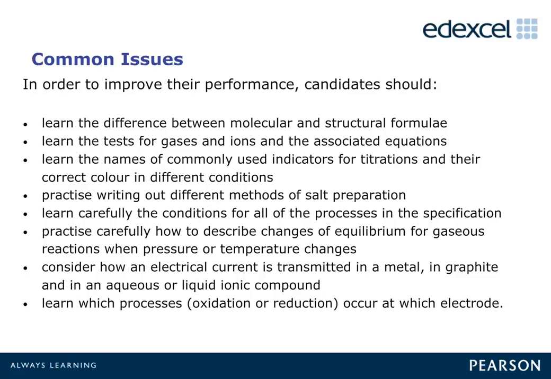Learn carefully the conditions for all of the processes in the specification. Practice carefully how to describe changes of equilibrium for gaseous reactions when pressure or temperature changes. Consider how an electrical current is transmitted in a metal, in graphite, and in an aqueous or liquid ionic compound. Learn which processes, oxidation or reduction, occur at which electrode.